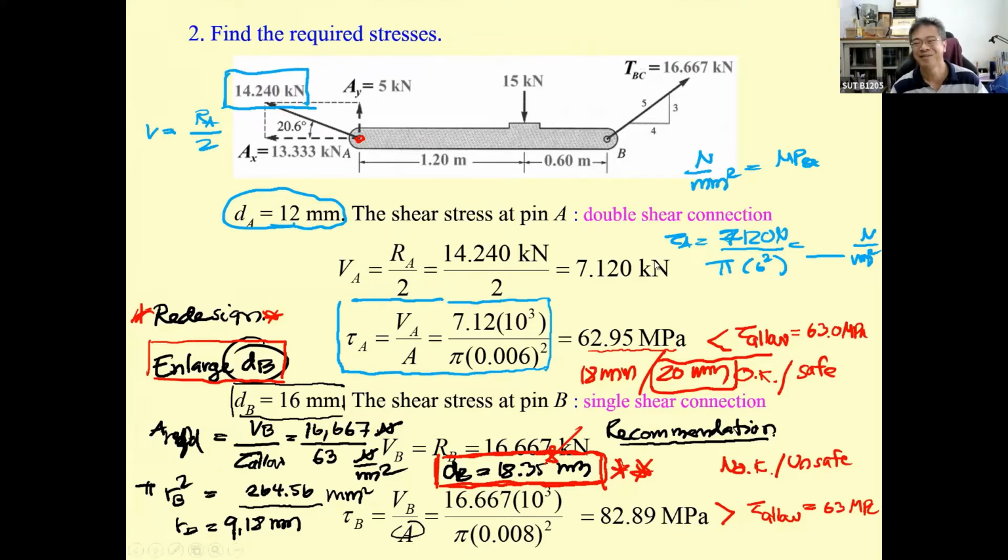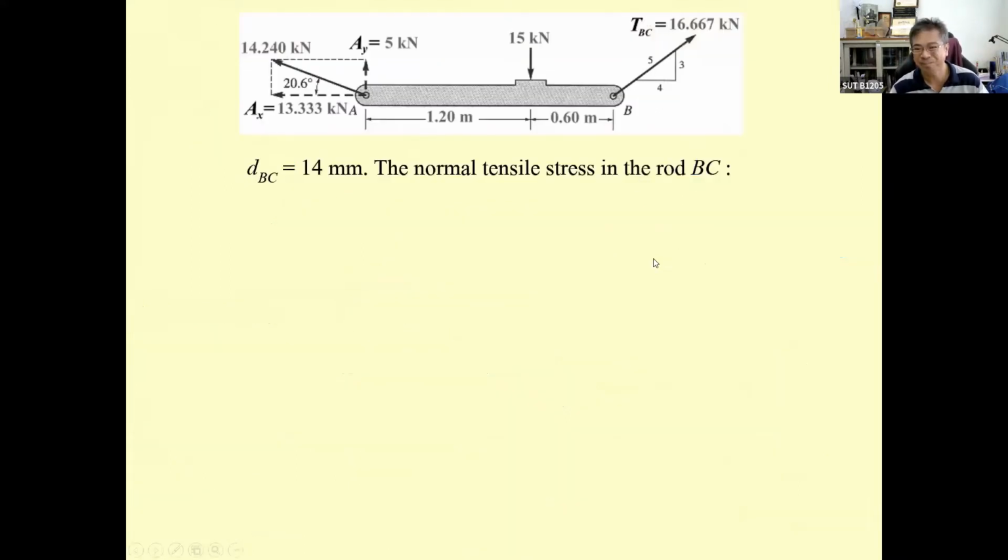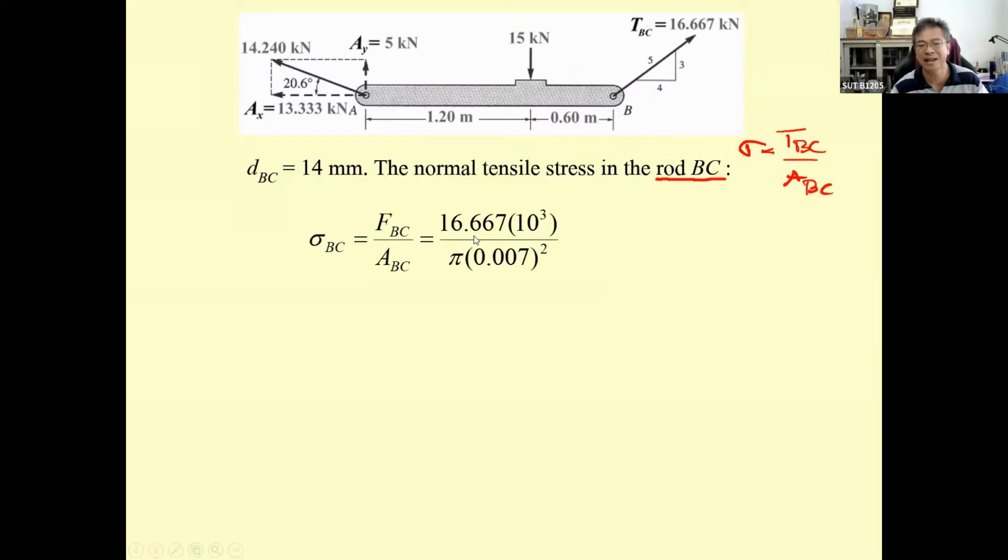Not yet. We go to the next one. Okay, we're going to check the rod. The rod is going to be in tension, and the tension is going to produce the stress that is going to be T sub BC divided by the area of BC. Just determine it, it's going to be very easy.